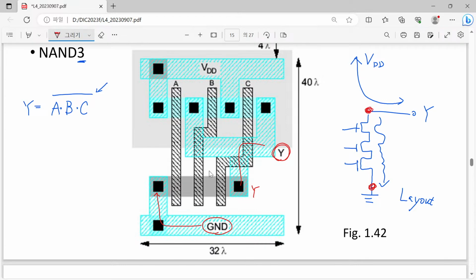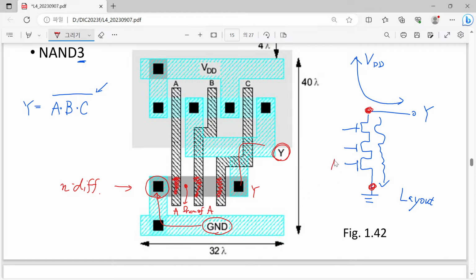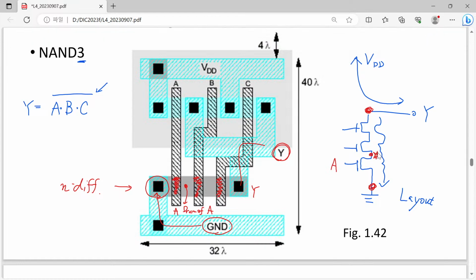In between, what happens? Now you have the running line of N diffusion, and you can find that this one is one transistor, this one is another transistor, and this one is also another transistor. And this first transistor is driven by gate signal A, and its source is connected to the ground, and this part now becomes the drain of your A transistor. Oh, now you understand. This is driven by A, and at this point, let's make a symbol like a star, and here we can find a star.